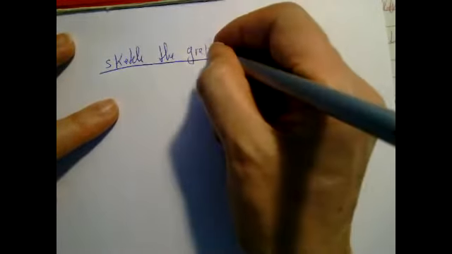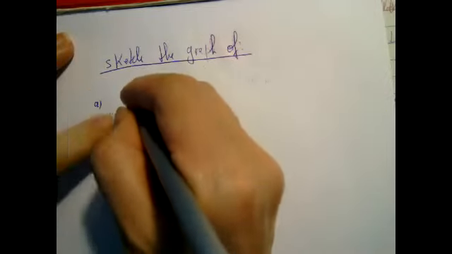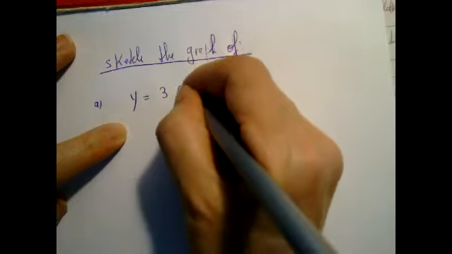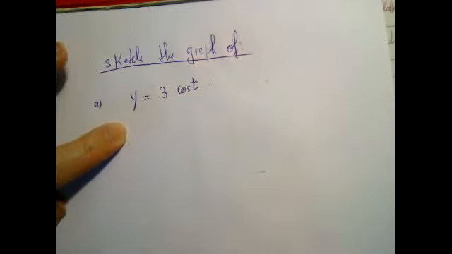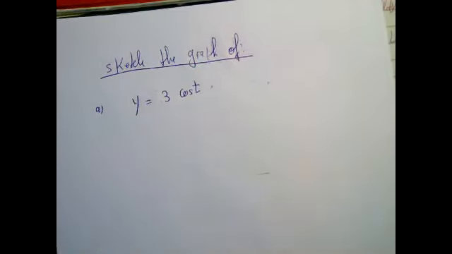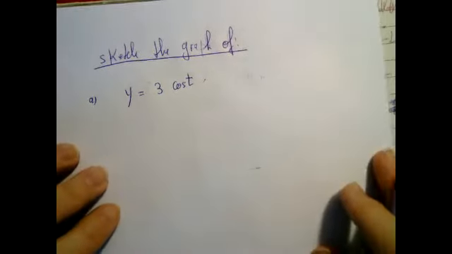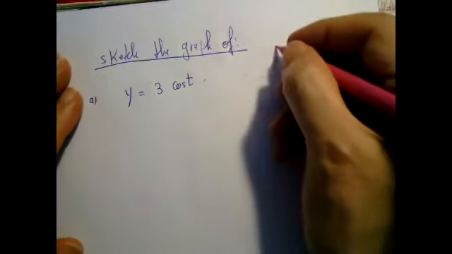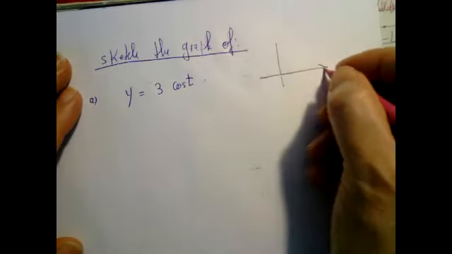Okay. First, an easy one. y equals 3 cosine t. Okay, we start with the easy one, but we have to start seeing the cosine the same way we see the sine. How does the sine differ from the cosine? So I'm going to sketch only the cosine here.